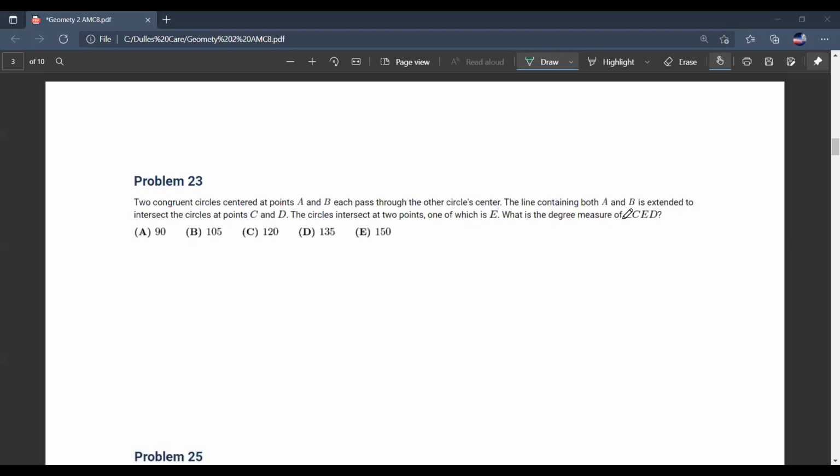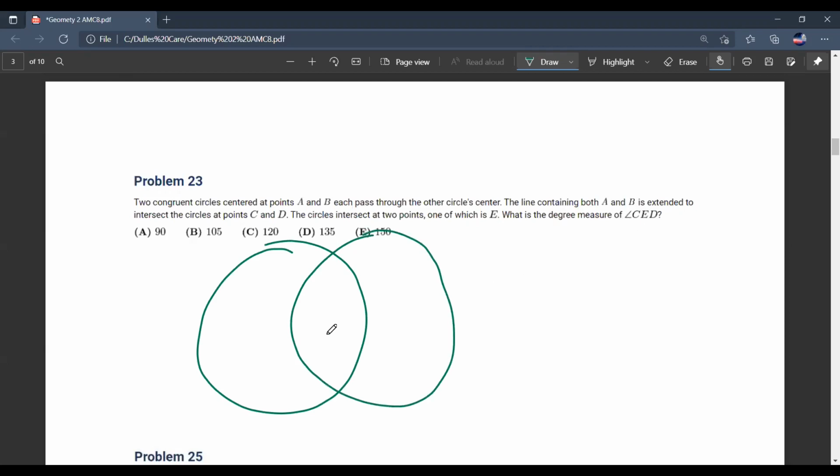So let me try my best to draw 2 congruent circles. Something like this. They pass through each other's centers. So the center of circle A, let's call it A. The center of circle B, let's call it B. Amazing, and I just realized I've been calling them triangles. Okay, this is very sad. I meant circles. So the center of A is passed through by circle B, and the same with the center of B and circle A. So the line containing A and B is extended to intersect the circles at points C and D. The circles intersect at 2 points, one of which is E.